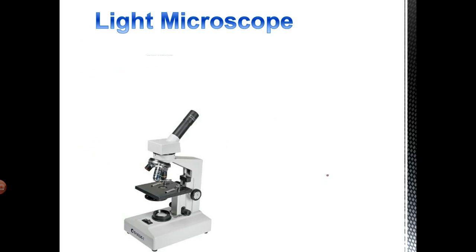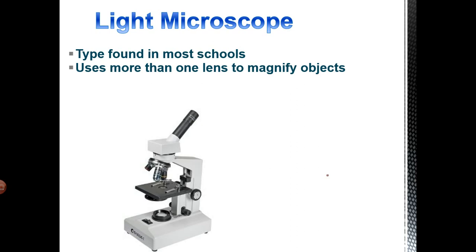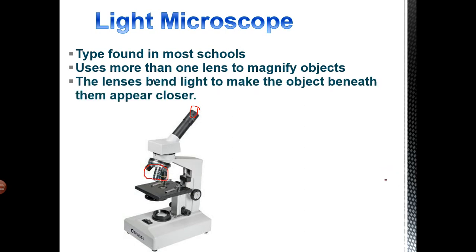Let's start with the light microscope. Again, this is typically what you would find in schools. It uses more than one lens to magnify objects. The lenses of the light microscope are found up here in the eyepiece and down here in what are called the objectives. These lenses bend light to make the object beneath them appear closer.